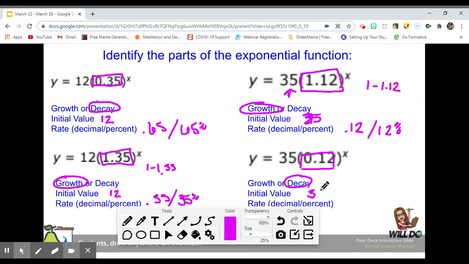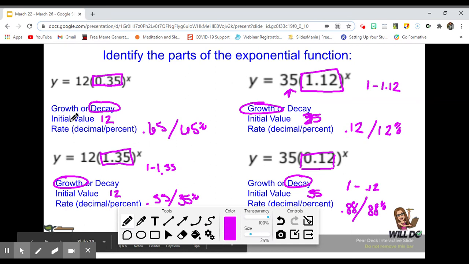My initial value is 35, and if I was to take 1 minus 0.12, what value am I going to get? I feel like we just did that in another problem. I'm going to get 0.88, which happens to be 88%. So there's how you identify whether it's a growth or a decay in your particular problem, and then also how you're going to be finding your decimal and or your percent for the rate. Don't forget that initial value is hanging out in front of those parentheses.